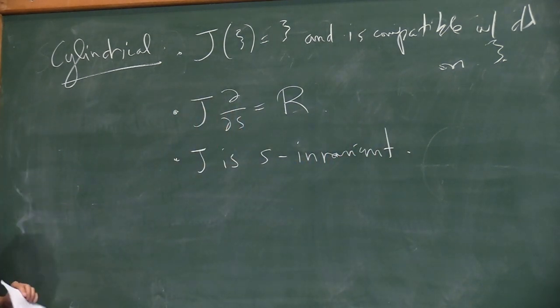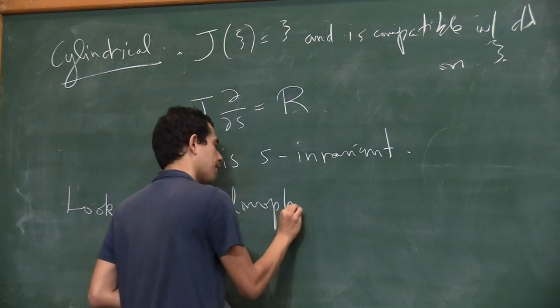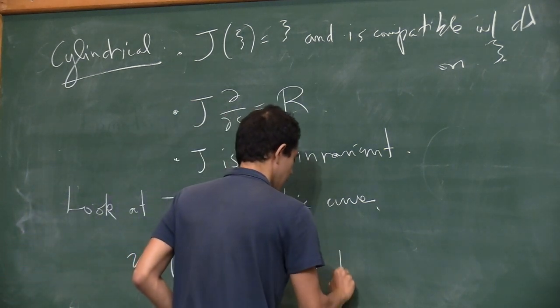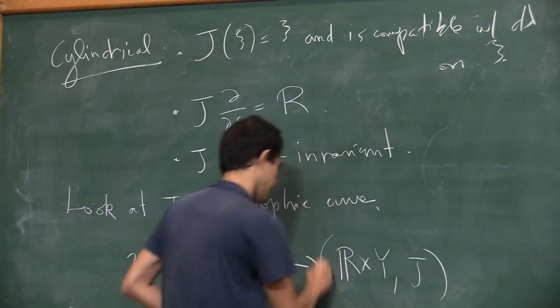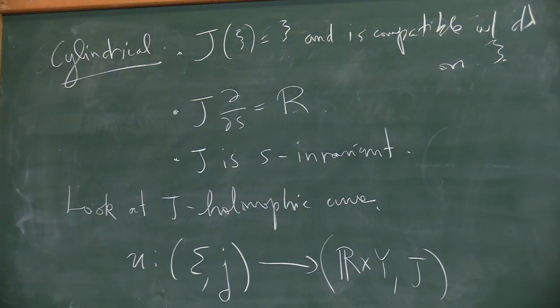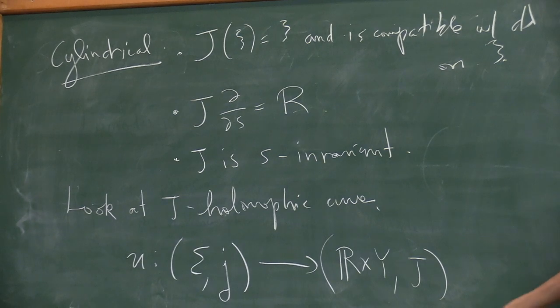OK? So now what we want to do is look at J-holomorphic curves u that go from a Riemann surface to the symplectization. A couple of comments: there is no hope of looking at J-holomorphic curves that are closed because of Stokes' theorem, basically, because of what Gonzalo said on Wednesday. You can't have a closed J-holomorphic curve here. So we're only going to look at non-compact curves. One example is just a cylinder.